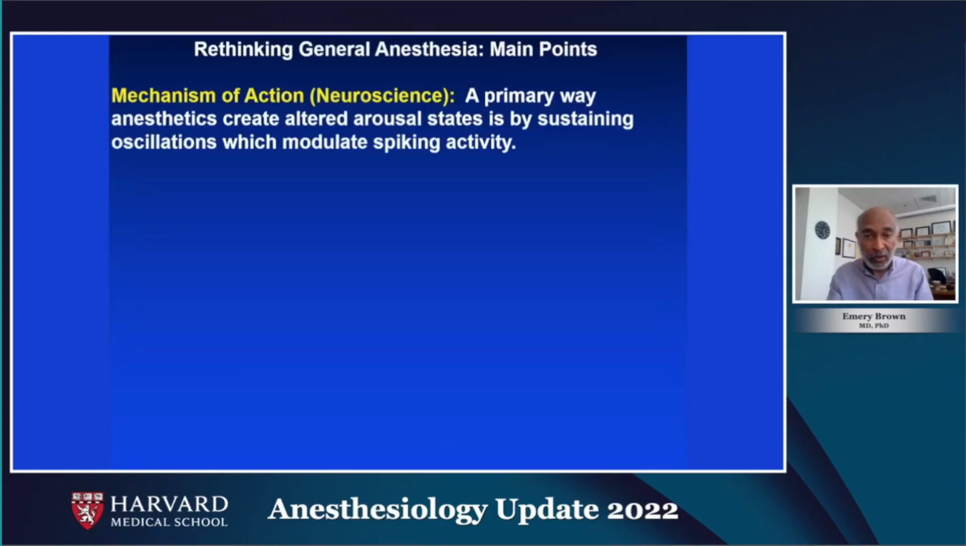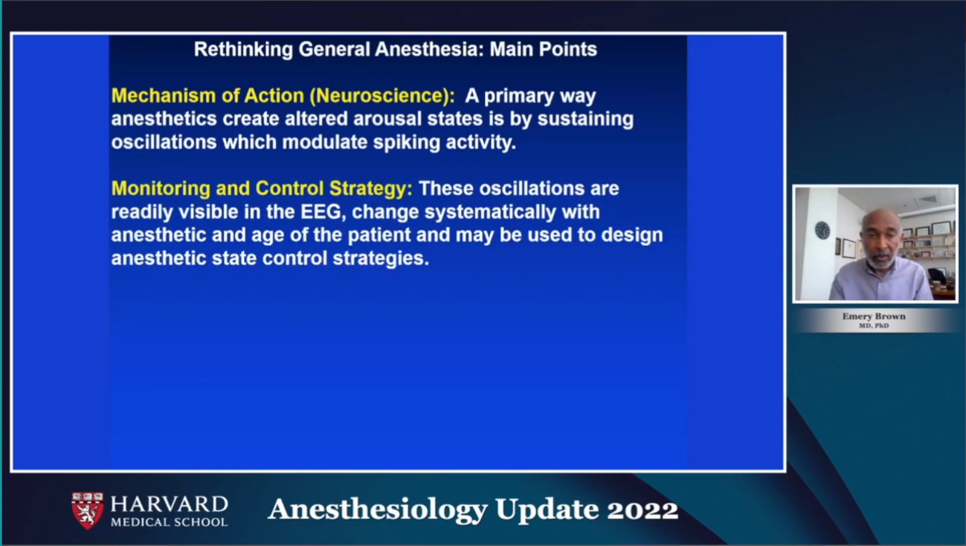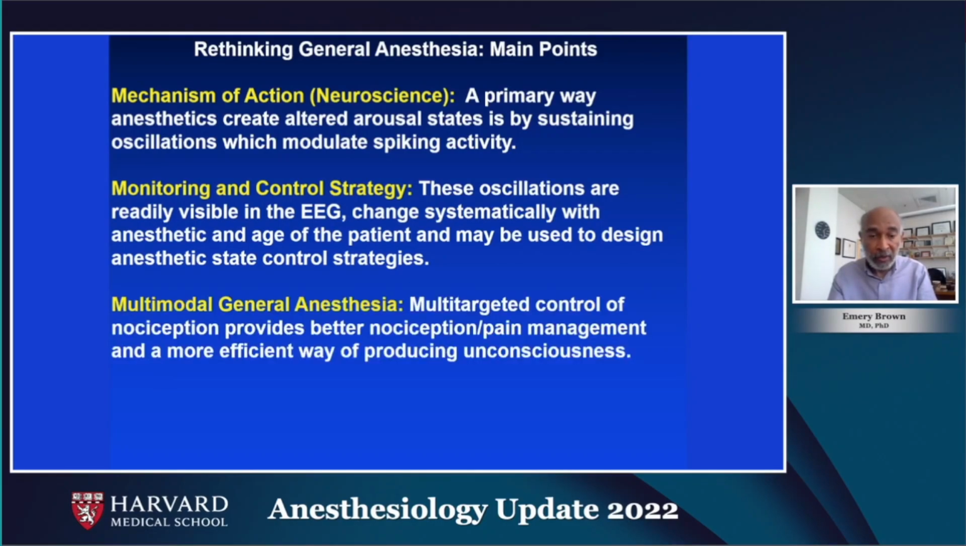So what I've just gone over, quickly, is a little bit of the mechanism of action of anesthetics, which is primarily, as I said, through creating oscillations which modulate in a dramatic way how the neurons spike, particularly with propofol, as we saw there. And this offers up a very principled way of using these oscillations, which are readily visible in EEG and change systematically with anesthetic, with patient age, and also with patient state of health. They can be used as a way to design a control system, as we showed you with the research we've been doing with Earl Miller and the non-human primates.